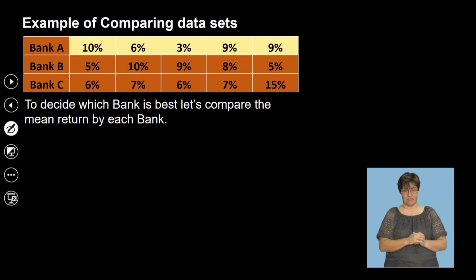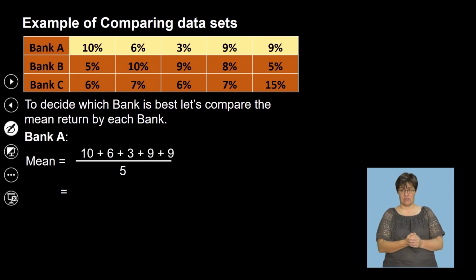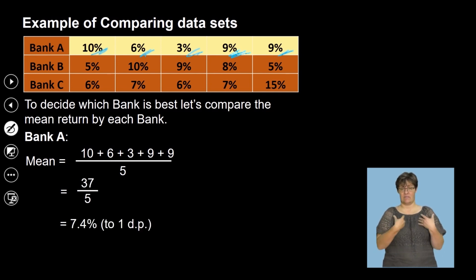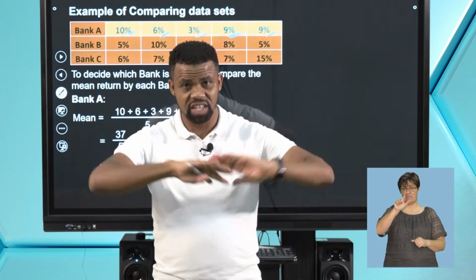To decide which bank is best, let's compare the mean return for each. So the mean is the average. The mean will be 10 plus 6 plus 3 plus 9 plus 9. Are we all together? Divided by 5. So that gives us 7.4% to one decimal place. So the average performance of Bank A is 7.4% in the past 5 years.